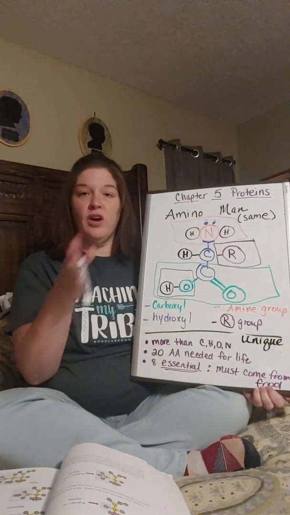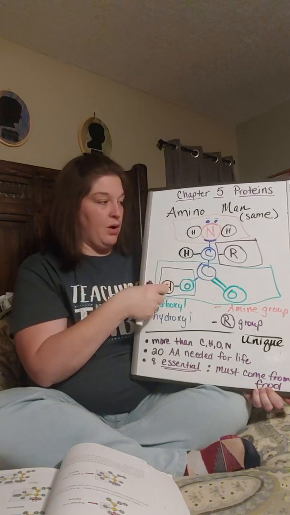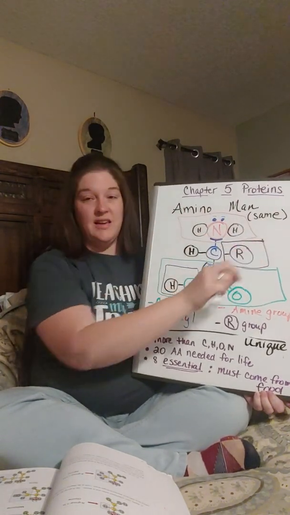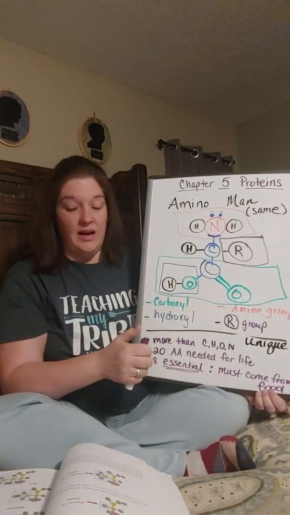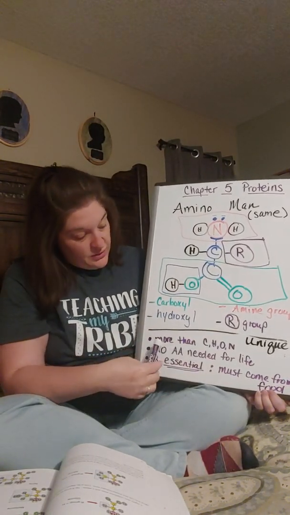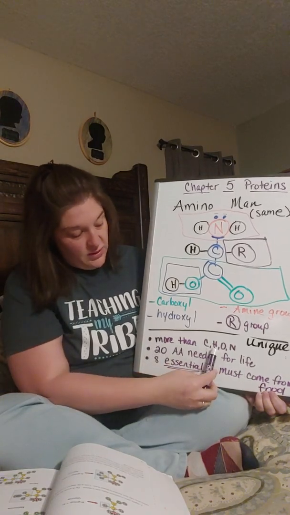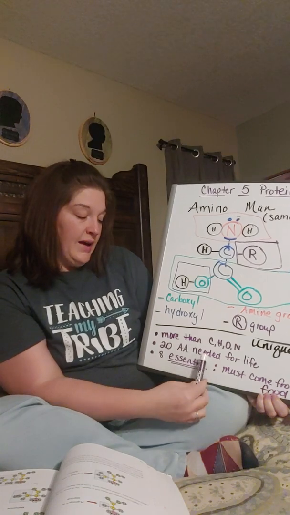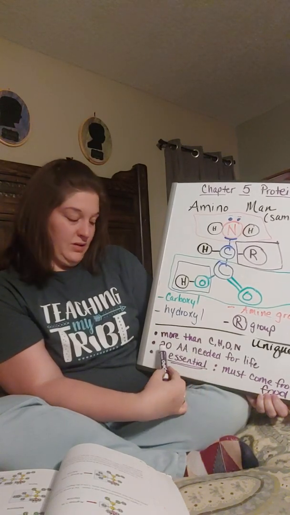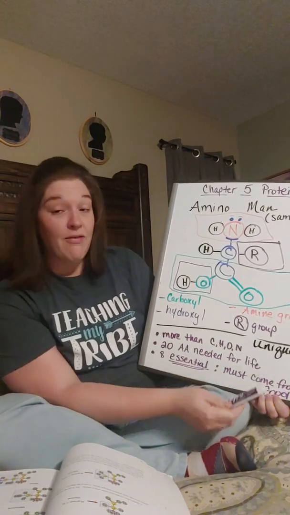So you remember with our fats, we had the glycerol backbone and then those long chains here that made it unique. This part right here is what makes amino acids unique. Okay, so they could have more than just that. Let's see, there are 20 amino acids. That's what AA stands for. 20 amino acids needed for life.